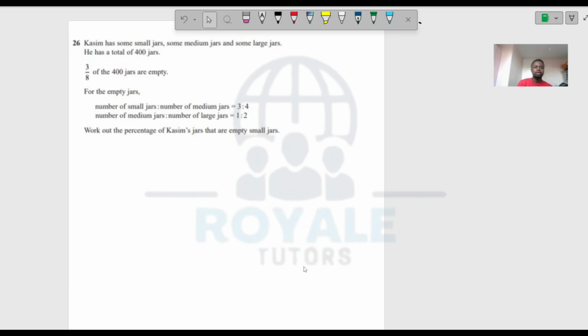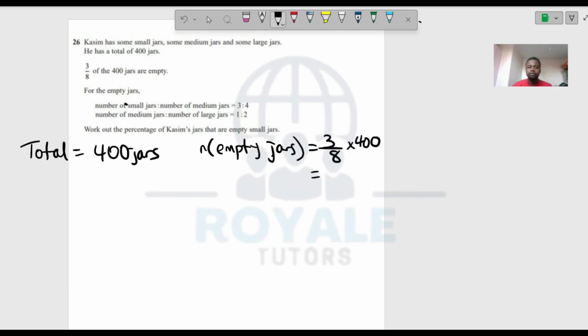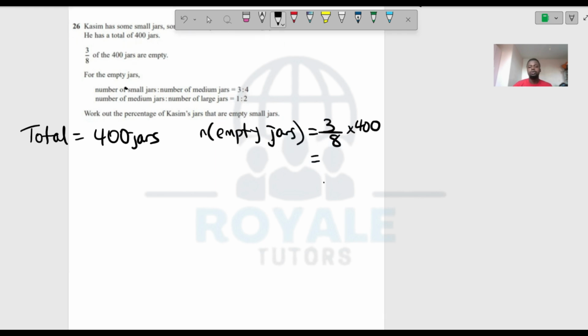So the first thing to do is to identify that the total number of jars that we have is 400, and out of the 400, 3/8 are said to be empty. So the number of empty jars will be 3/8 of the total. That's of 400, that's times 400. So if you calculate this, you have 150 jars. So those are the empty ones.